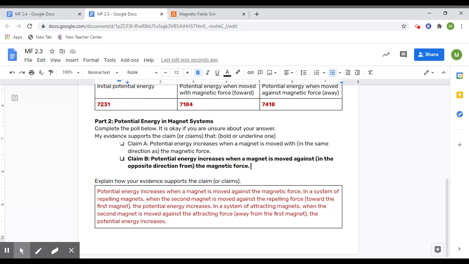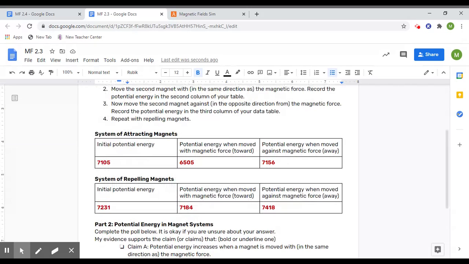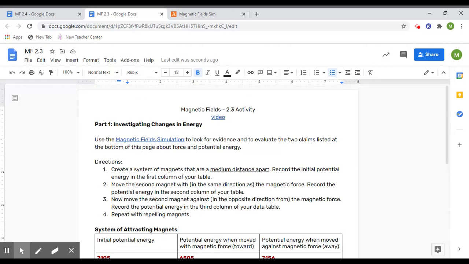Potential energy increases when a magnet is moved against the magnetic force in a system of repelling magnets. When the second magnet is moved against the repelling force, the potential energy increases. In a system of attracting magnets, when the second magnet is moved against the attracting force or away from the first magnet, the potential energy increases. Okay, so that's the review of 2.3.